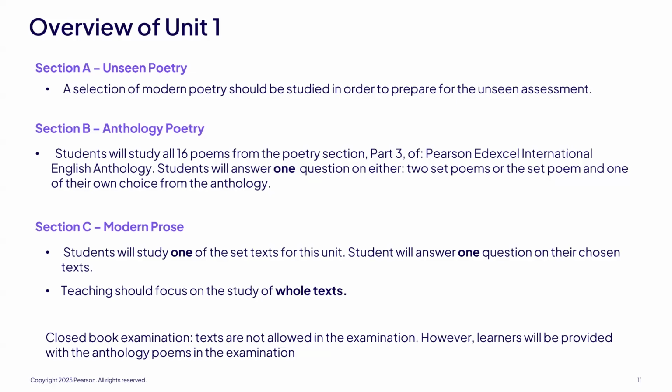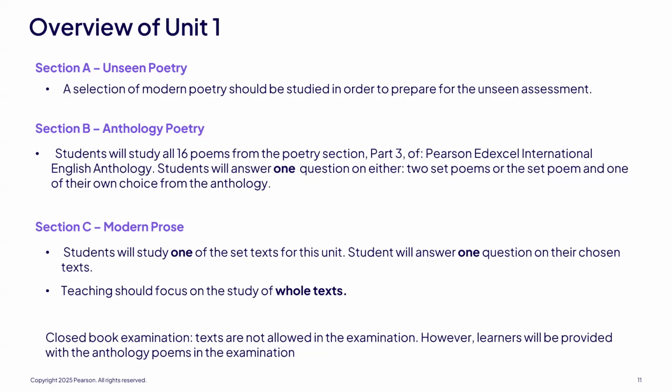But this is the part 3 from the anthology. Students answer 1 question, either on 2 set poems or one set poem and a poem of their choice. They have a copy, a clean copy of the anthology poems in the exam. And then section C is the modern prose, where they study one of the set texts and they answer one question from a choice of two. Closed book, and they study the whole text.